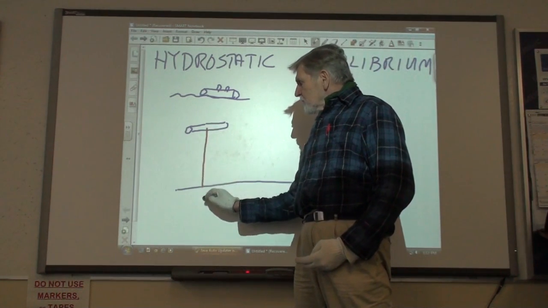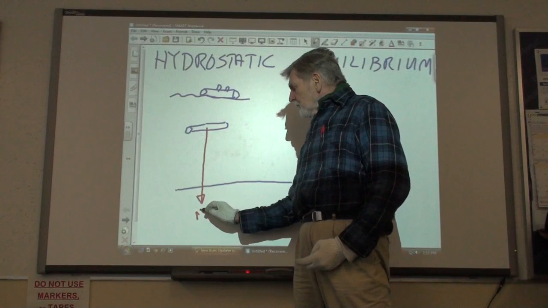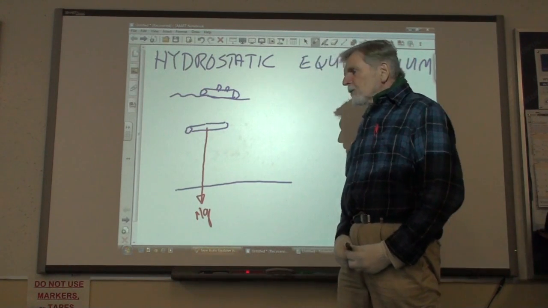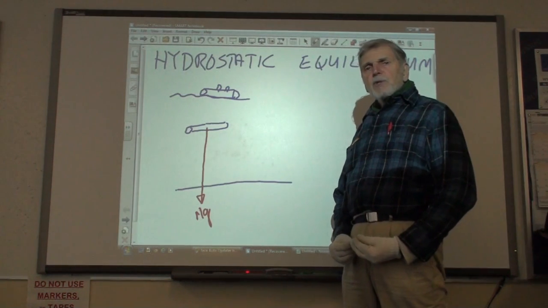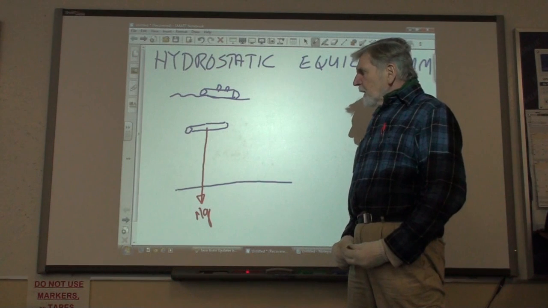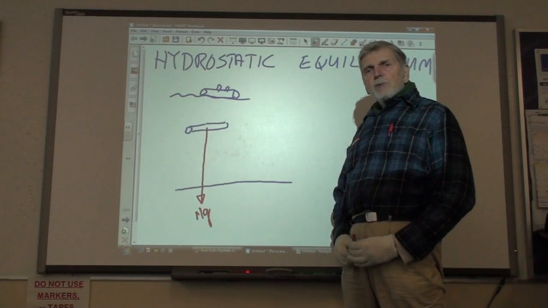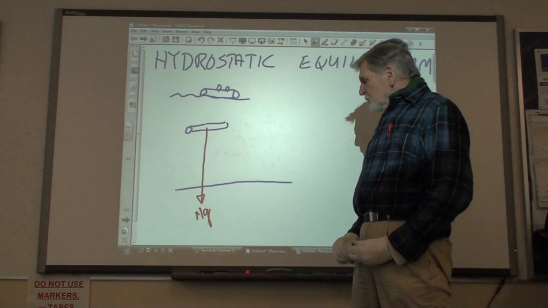Now, the log has a certain mass, m, so it has a certain gravitational force pulling it down, mg. So why doesn't it fall down? It is because there is a pressure differential force pushing it up.